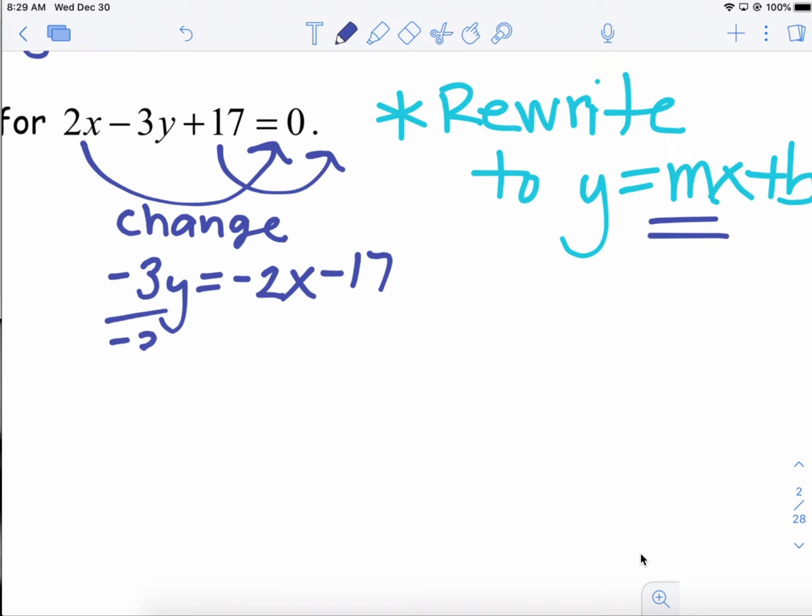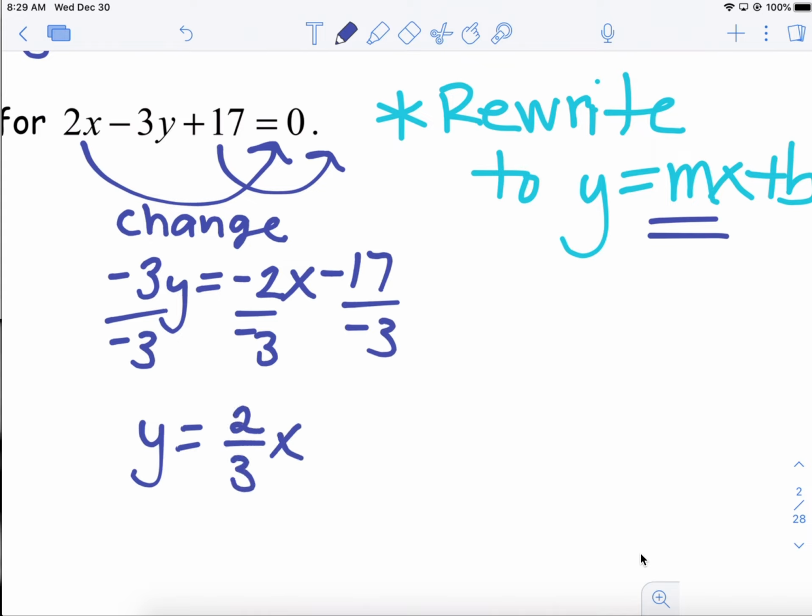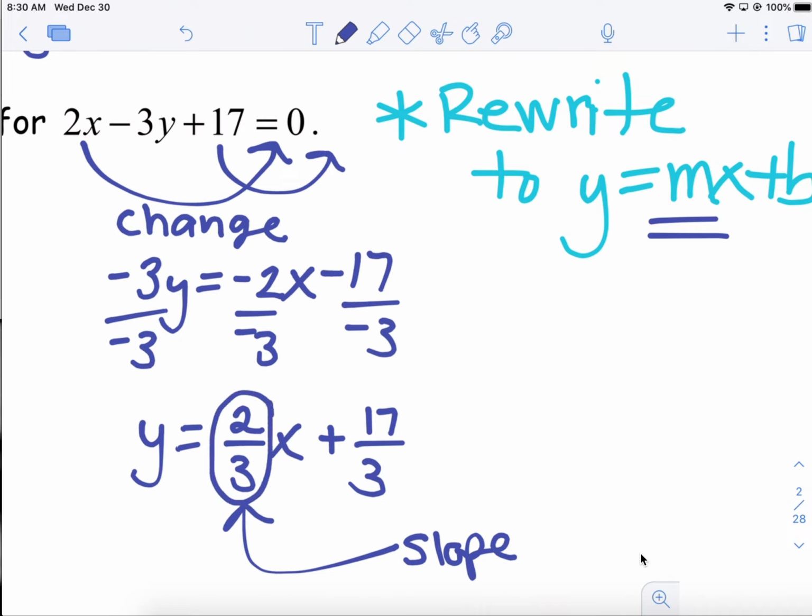Next thing I'm going to do is divide out that -3 from everybody so I can get the y by itself. 2/3 doesn't simplify, but negative divided by a negative makes a positive, so 2/3 x. 17 does not divide by 3, but again, negative divided by negative makes a positive. It's okay that that equation's ugly because the only thing we want is my slope, or my average rate of change. So this right here is my answer, 2/3.